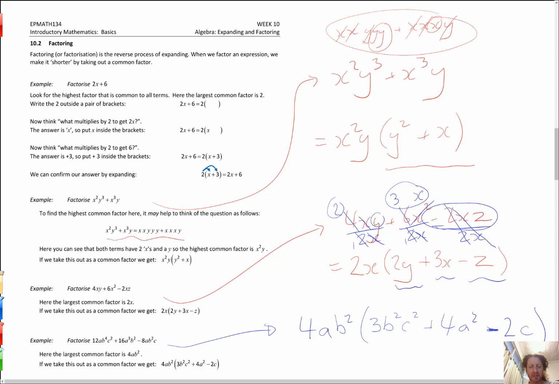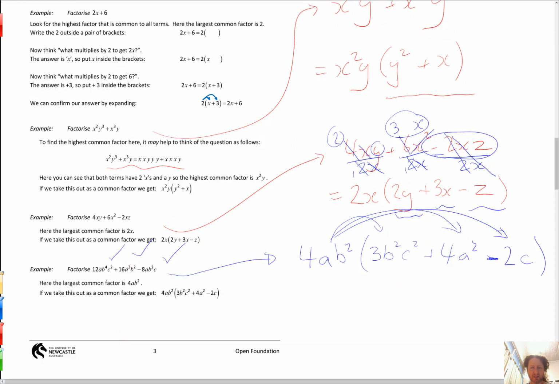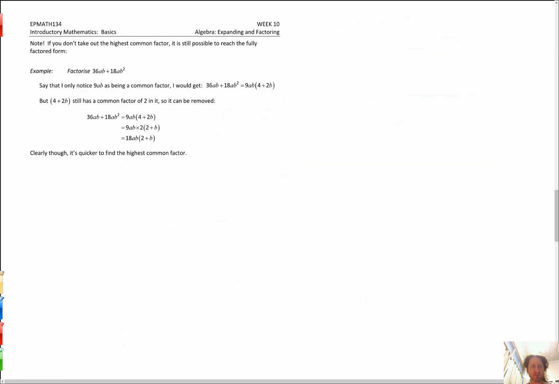So there it is, and again we can expand it and say, well, let's check our answer. That would become 12ab^4c^2. Yep. That would become 16a^3b^2. Yep. That would become minus 8ab^2c. Done. We got it all. Is there any other than that? No.